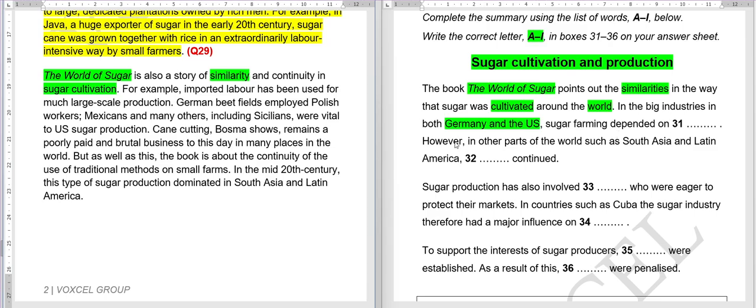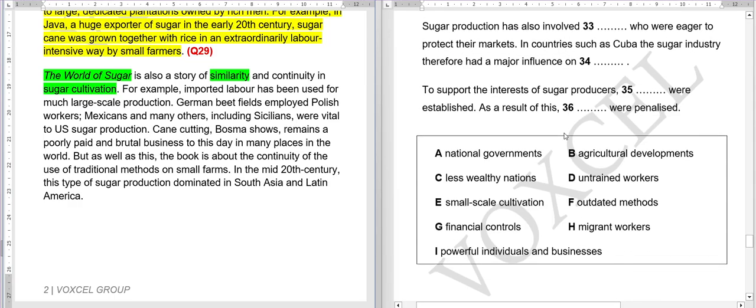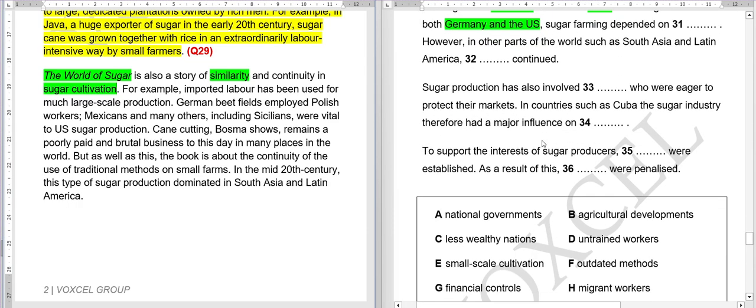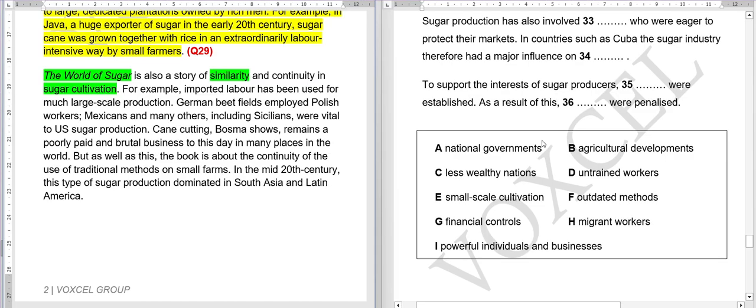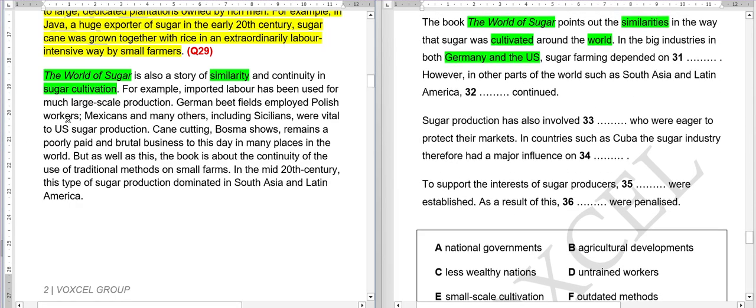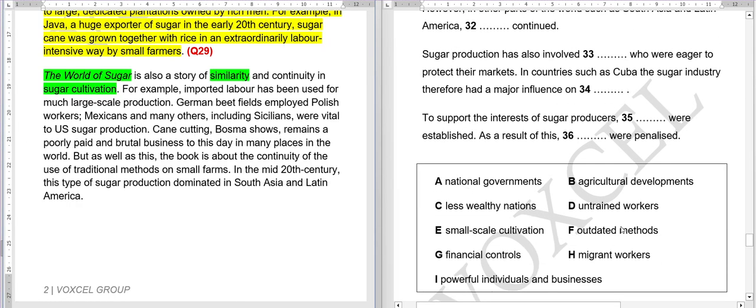In the big industries in both Germany and the US, sugar farming depended on 31. So before doing these questions, if you're not sure about these kinds of questions, you should read all the options, whether you are able to understand these options or not, because if you are not able to understand the meanings of these words, you will not be able to solve these blanks. Why? Because there is a high chance, let's just say more than 95% of the time, you will not be given the exact words, you will be given paraphrases. So you have to read this particular information and then find out which word suits best.